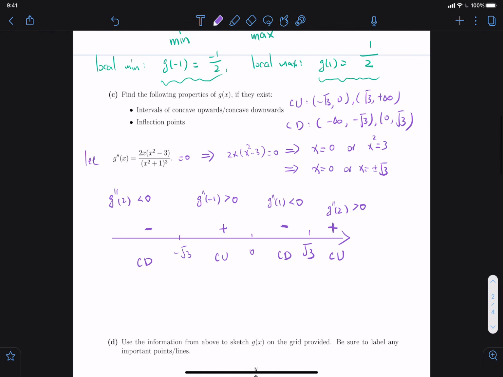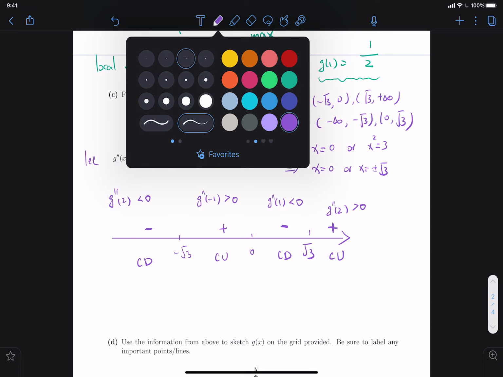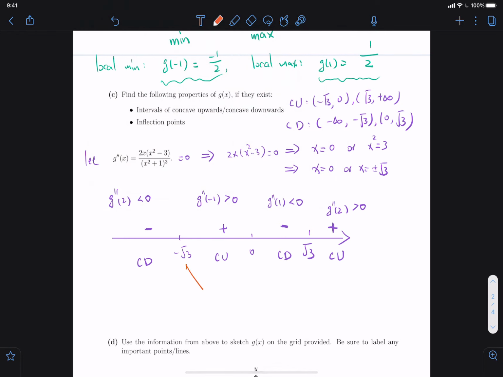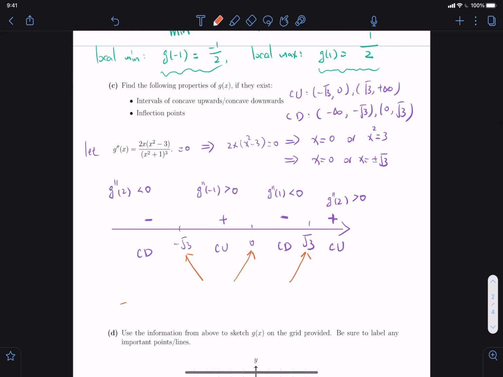And then we're going to take a look at our inflection points. Inflection points occur when the concavity changes. So concavity changes from concave down to concave up, so there is an inflection point here, right? And also an inflection point here, right? Changes from concave up to concave down, and also here, right? So inflection points.